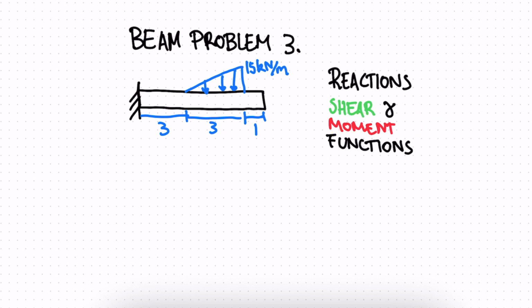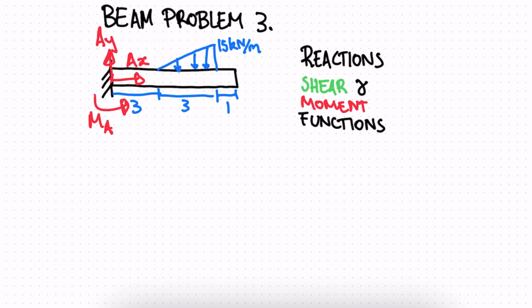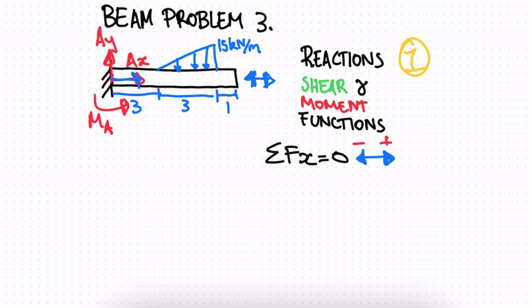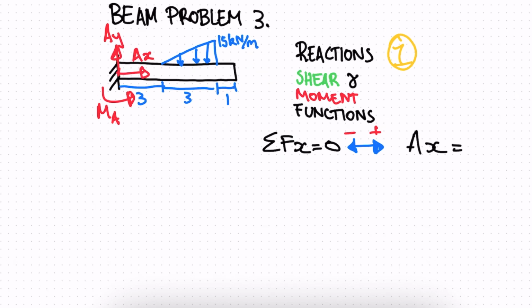All right, so let's draw our reactions. We're going to have an AY reaction, an AX reaction, and a moment, which will be MA reaction. So the first thing we need to do is solve our reactions. We need to write our equilibrium equations. Sum of forces in the X direction is equal to 0. Any forces going forwards or backwards, backwards will be negative, forwards positive. We don't have any forces going forwards or backwards on the beam, we just have our reaction. So we can just write AX is equal to 0.